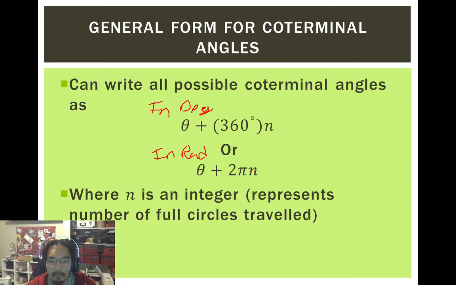Radian is a similar thing. The only difference is that rather than 360 degrees, we use 2 pi times n. 2 pi is the angle covered by one full circle. So 2 pi times n is n circles, which is what we did earlier. That's how we write the coterminal angle.